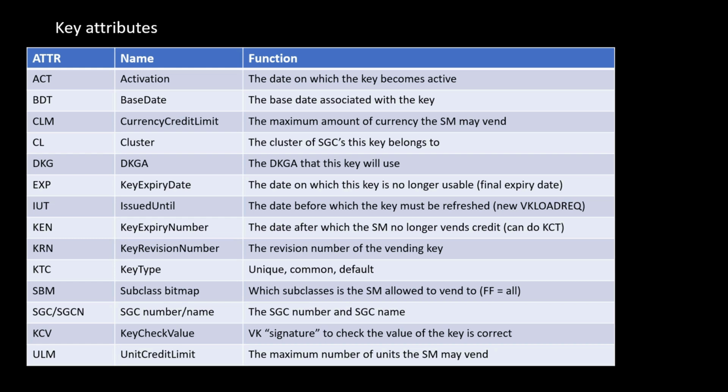Key expiry number, a date after which the secure module no longer vends credit. It can still do key change tokens, but not credit tokens. Then you have the key revision number of the vending key, the key type, whether it's unique, common, or default, the subclass bitmap, which tells us which subclasses the secure module is allowed to vend credit for, the supply group number and name, the key check value, which is really a sort of signature to check the value of the key is correct, and a unit credit limit, which is a maximum number of units that the secure module may vend.